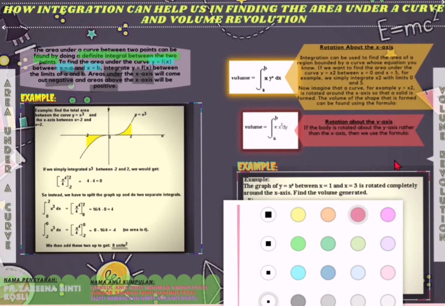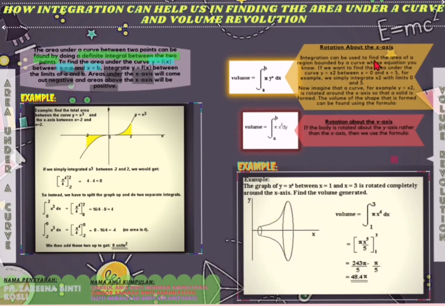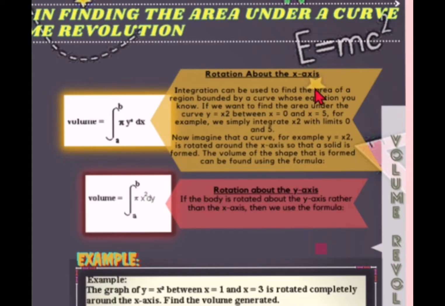How integration can help us in finding volume of revolution. First, rotation about the x-axis. Integration can be used to find the area of a region bounded by a curve whose equation you know. If we want to find the area under the curve y equal x2 between x equals 0 and x equals 5, for example, we simply integrate x2 with limits 0 and 5.